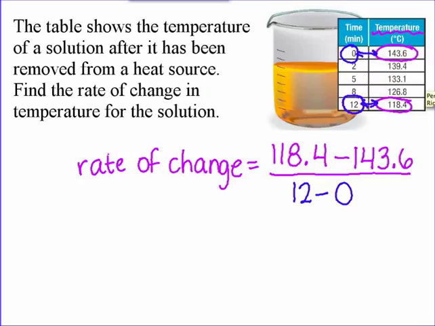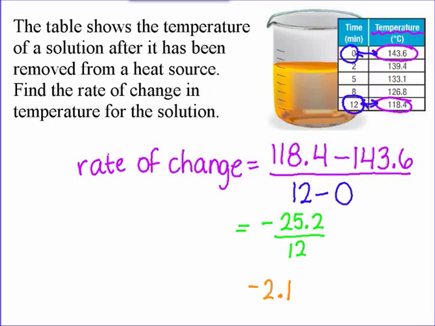So let's take 118.4 minus 143.6. And what do I get? Negative what? Negative 25.2. Did somebody else get negative 25.2? And I'm going to divide that by what number? 12. Now, when I take negative 25.2 and divide that by 12, what do I get for my rate of change? Negative 2.1.